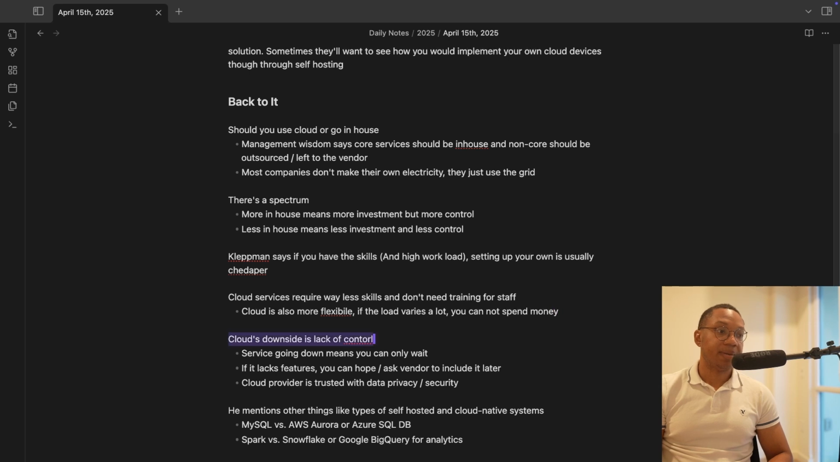So that's great. Cloud's downside is its lack of control, right? If the service goes down, you can literally only wait for them. You can't fix it yourself. You just got to say, hey man, AWS is down. What can you do? AWS rarely goes down though. I mean, it does crash a lot, but not too much. It has pretty good SLAs, service level agreements. If it lacks features, you can hopefully ask the vendor to include it later, right? So you don't get the control. And then the cloud provider is trusted with data privacy and security.